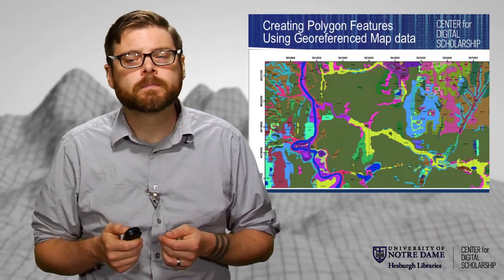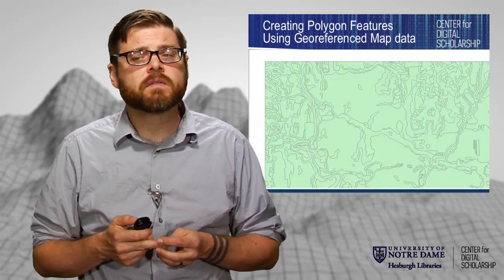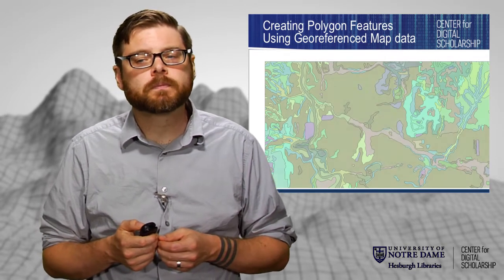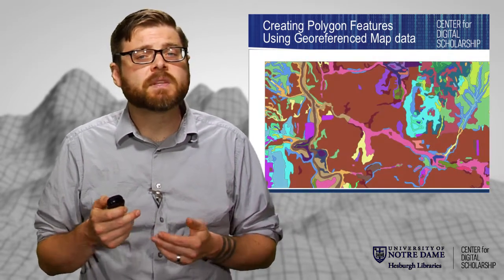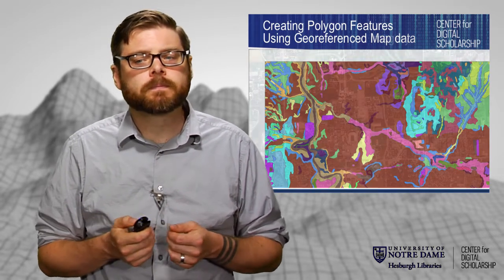So it's a simple process of tracing, where we're going to trace each one of these and create polygon features that represent each one of the soils. We can then symbolize them in different ways, show the area, show different colors, label them.